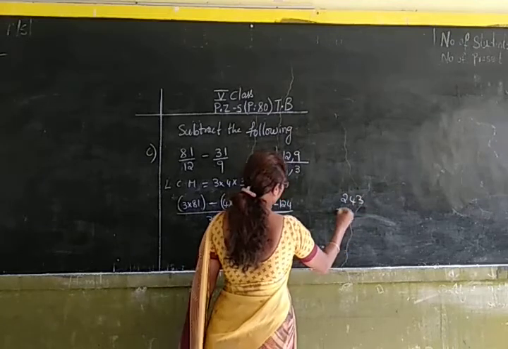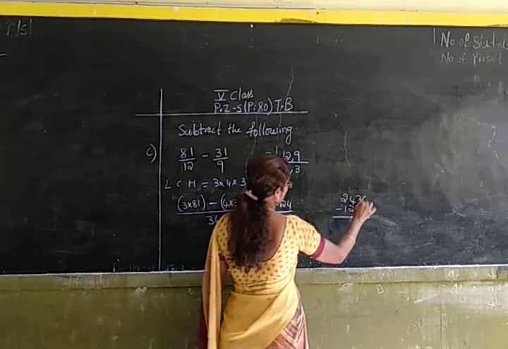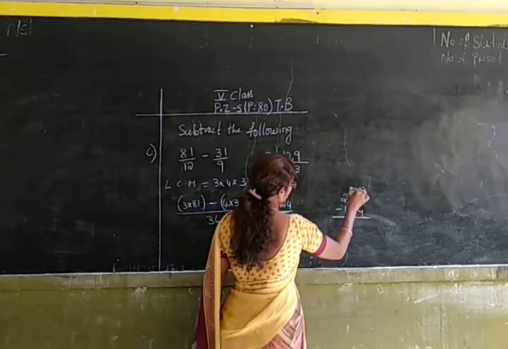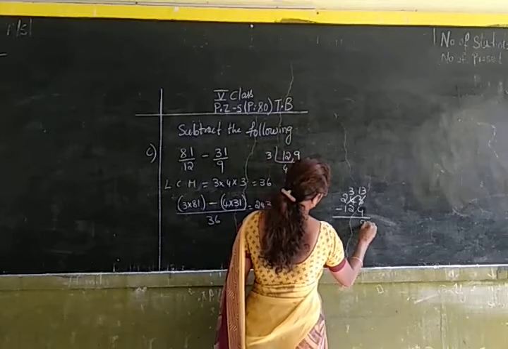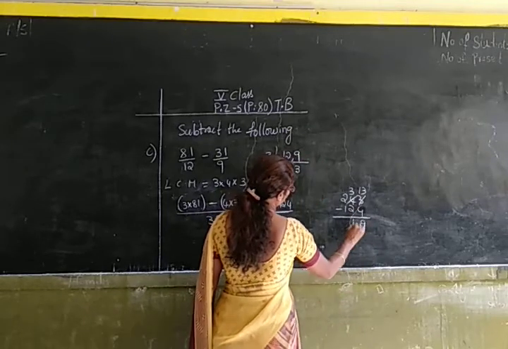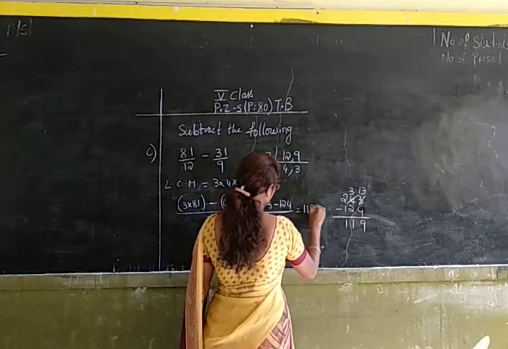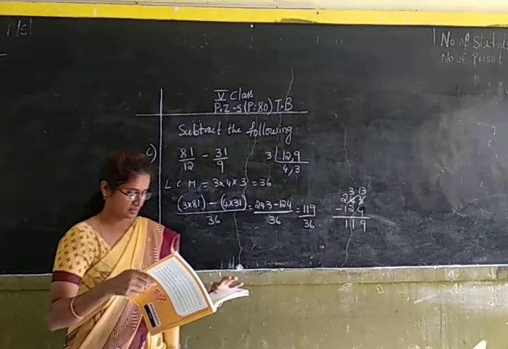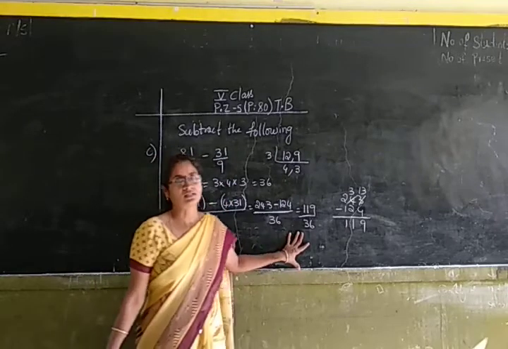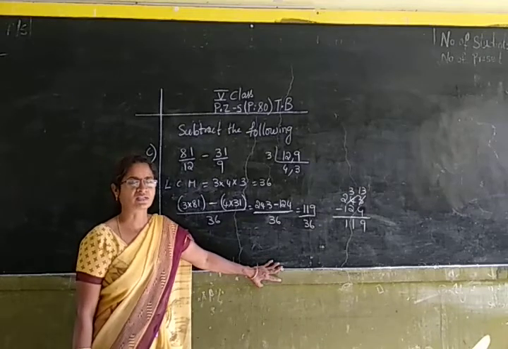So 3 after borrowing will become 13. 4 will become 3. 13 minus 4 is 9. 3 minus 2 is 1. 2 minus 1 is 1. So the answer is 119 by 36. Did you understand children? This is the way of doing the subtraction.